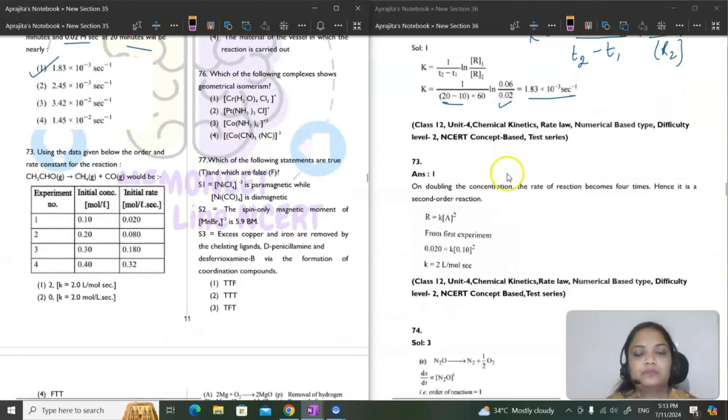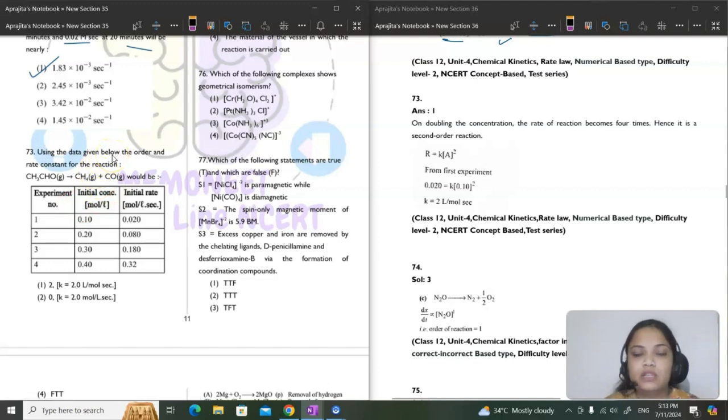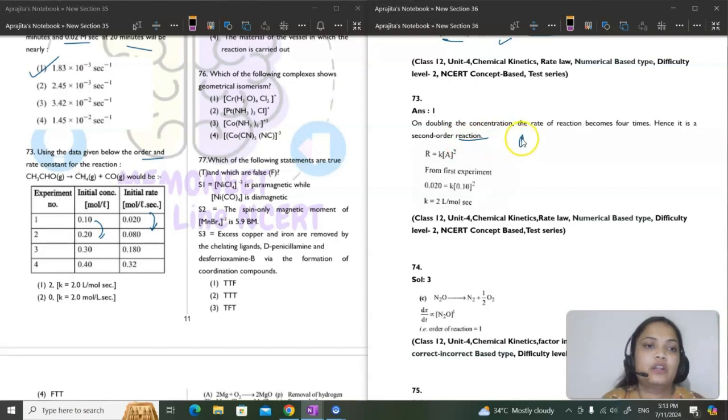Next is, using the data given below, the order and rate constant for the reaction would be. So you have to find out the order and rate constant for the reaction. Now here you can see, when we are doubling the concentration, the rate of reaction becomes 4 times. So if the rate of reaction is becoming 4 times, this is a second order reaction. Order is 2.